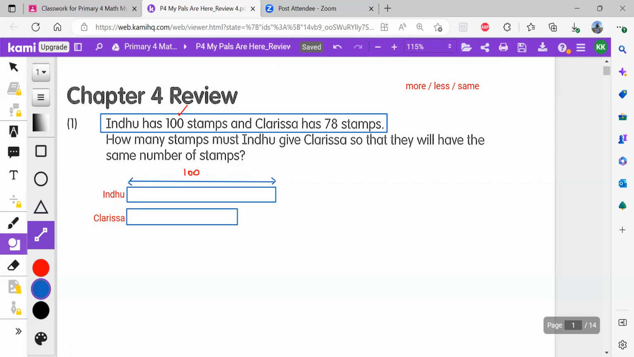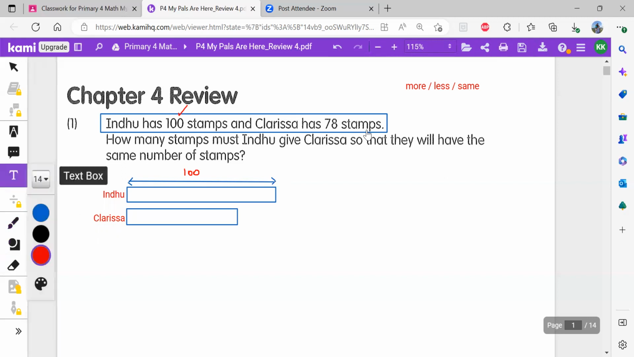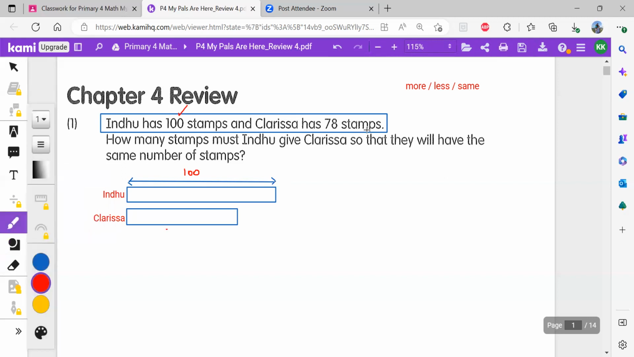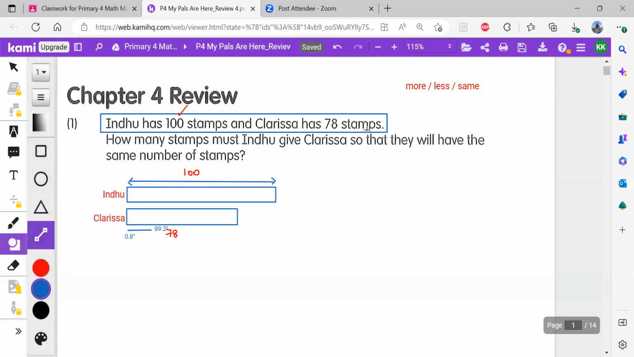Now, why do I want to write the 100 outside the model? So that later, when I need to cut the model, I will not cut the number up. Okay, so I'll put the 100 in, and likewise, I will put the number Clarissa has, 78, and I'm going to draw an arrow. Like that. Okay, that is the first sentence.